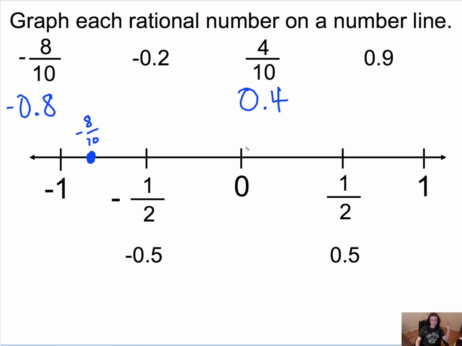Okay, now negative 0.2. Remember we just said, well, this is negative 0.1, this was negative 0.2, so that would be approximately right there. And now let's do the positive ones. 0.4, well, if this is 0.5, 0.4 would be right in front of it, but I need to space it out a little because remember this would be 0.1, 0.2, 0.3, so this is about 0.4. And then my last one, 0.9, would be right in front of the positive 1. So those are those numbers on a number line.